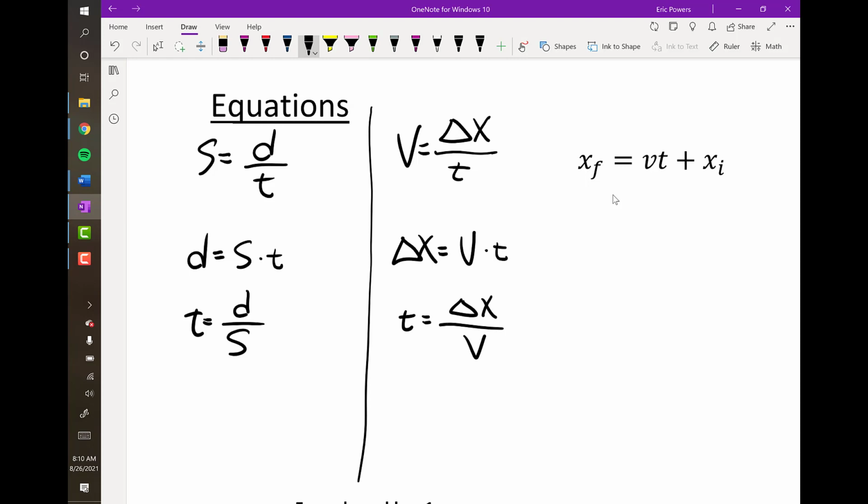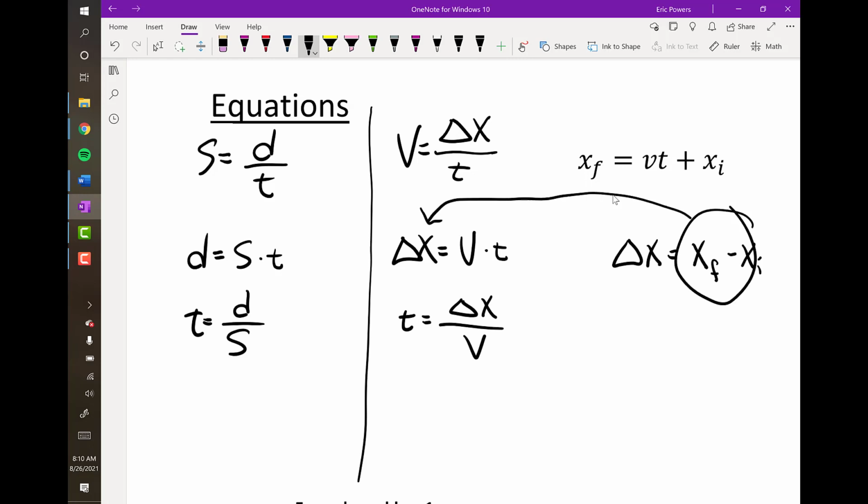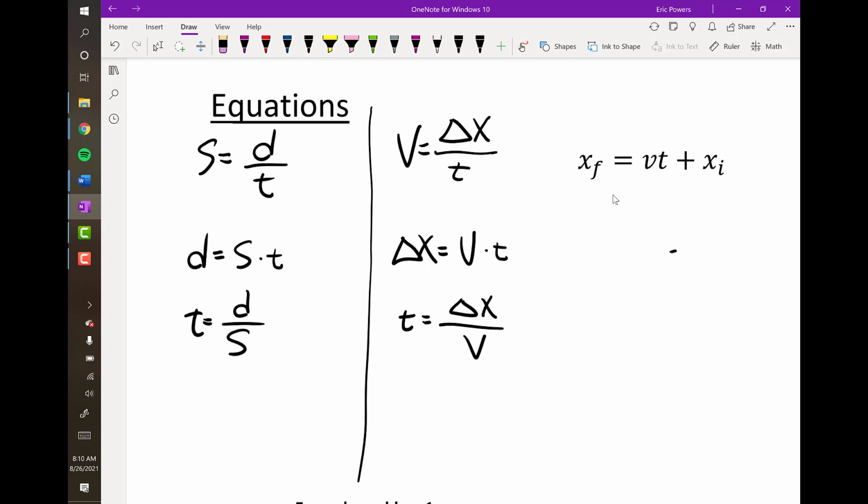Now, I do want to do one more thing here. I could break this one down a little bit more. You know from before that we've already solved for displacement. Displacement is really the difference between the final and the initial.